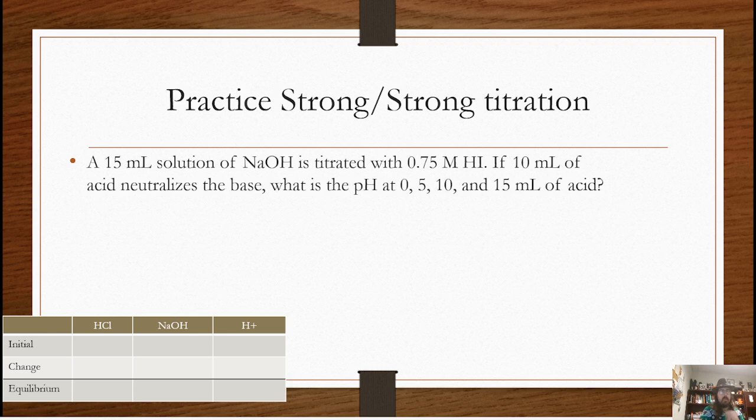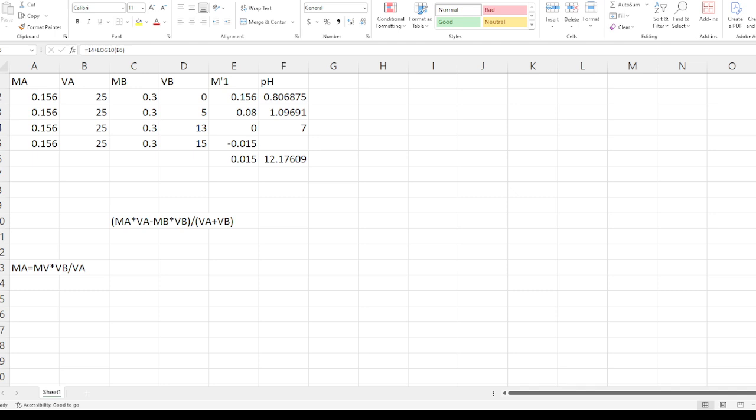What about working with a strong base? So now we suddenly have 15 mL of base, 0.75 molar acid, 10 mL of acid perfectly neutralizes, and I want 0, 5, 10, 15. Okay. Once again, we can set up the ICE table. We can do all that, but we can really just, if we have Excel and we know how to use Excel, we can go ahead and get that done.